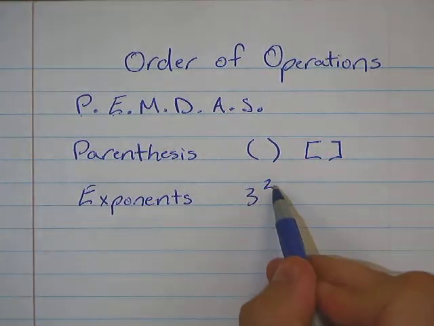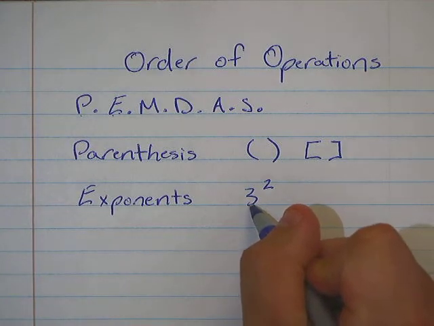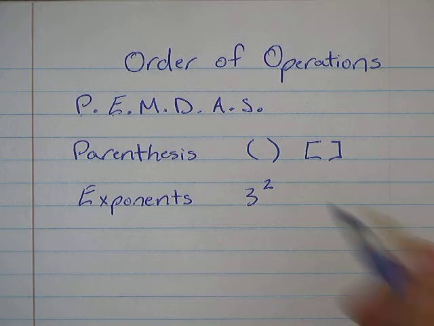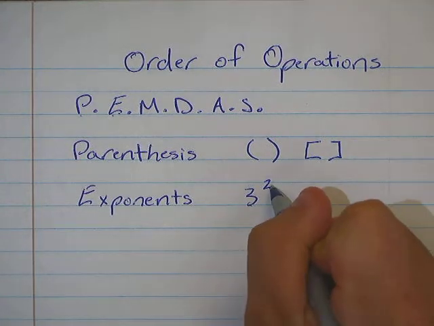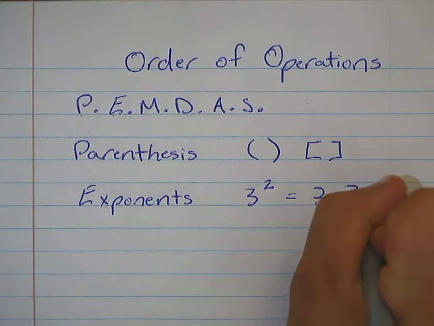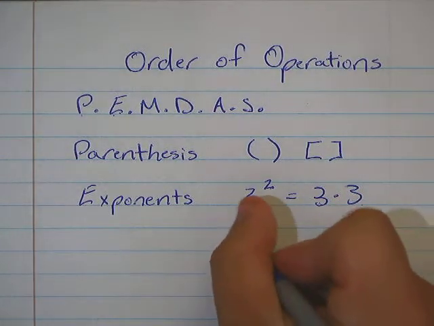Exponents are the tiny numbers that are above our regular base number. So what exactly does an exponent mean? Well, just as a little bit of a refresher, this means we are going to take 3 and multiply it by itself 2 times. So if I see 3 to the second power, that means I'm going to take 3 and multiply it by itself 2 times.